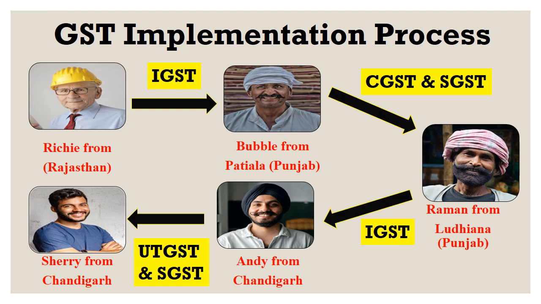In the next stage, Raman has sold goods to ND, who is from Chandigarh, which is a union territory. Here also IGST will be charged. At the final stage, ND is selling goods to Sherry, who is also from Chandigarh. So in this last case, CGST and UTGST will be charged. So in this figure, we have shown different cases where different types of GST are charged from the suppliers. And I hope now the concept of GST implementation is clear to you.